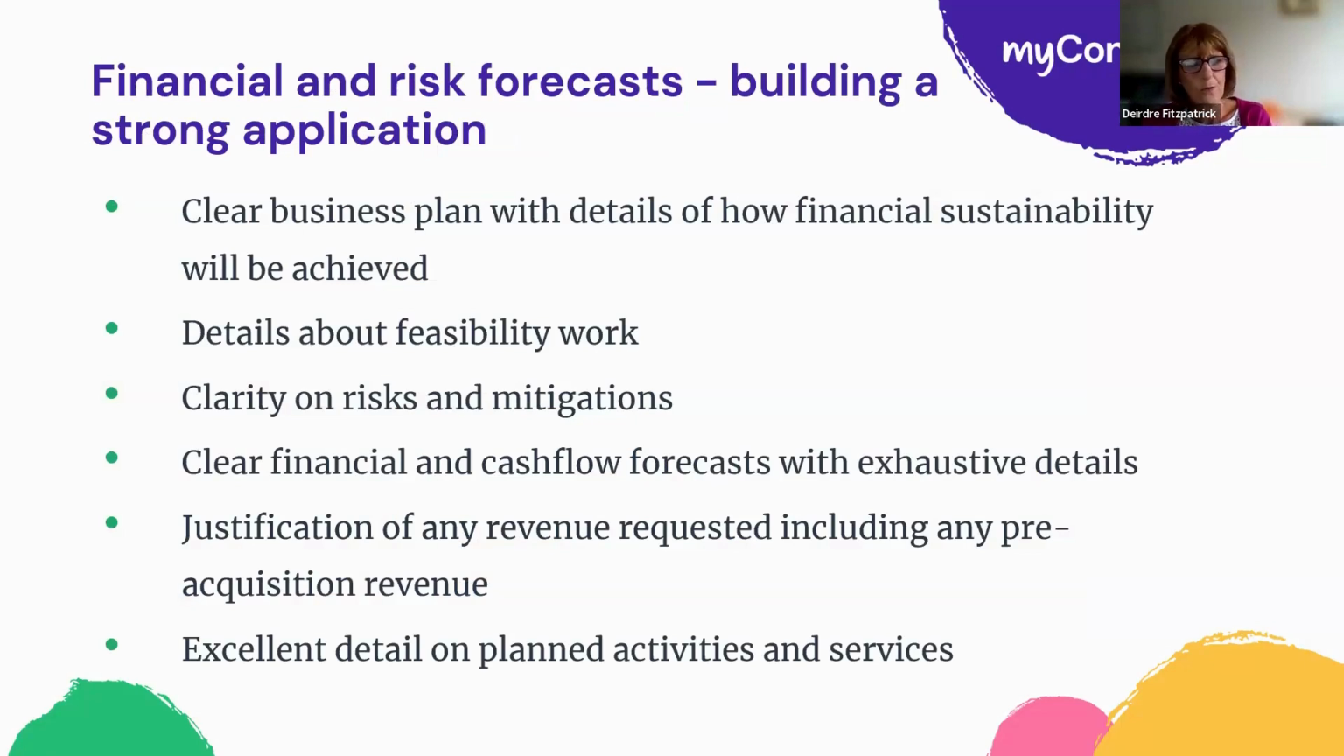In terms of the financial and risk forecasts, they're looking for a clear business plan with details of how your financial sustainability is going to be achieved, details about feasibility work, clarity on risks and mitigations. That's an important one. I've sort of glossed over the risks and mitigations, but that's an important one. I did say that they expect that you'll be changing those, but they're looking for a risk register. They're looking for you to have some sort of risk register and to know how you're going to mitigate risks. So you need to actually identify what the risks are and put mitigations in place and show that you've actually thought that through, because obviously that's going to be important.